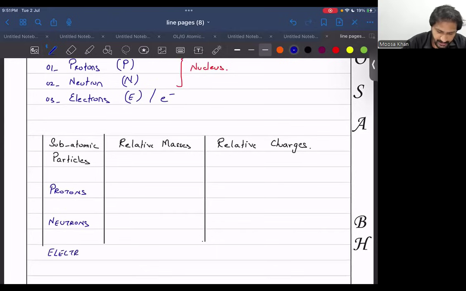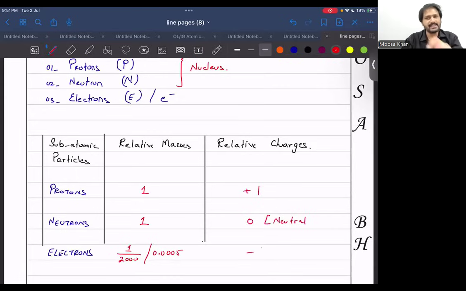So proton has a relative mass of 1, neutron has a relative mass of 1, and electron has a relative mass of 1 over 2000. You can also remember this value as 0.0005. Relative charge of proton is positive 1. There is no charge over the neutron, so their relative charge is 0, or you can also say neutral. Whereas the relative charge over the electron is negative 1. See, this is not the actual mass or actual charge of protons, neutrons and electrons. This is the relative mass or relative charge. And we discussed in detail.